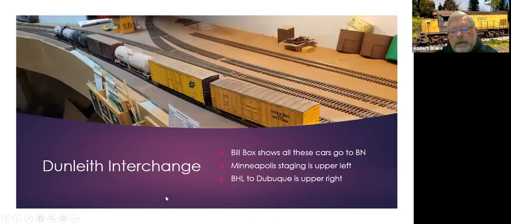Here's the other end at Dunleith. It's a much shorter track. I don't have as much room here, but it looks pretty full too. And again, since the Portage turn has just run, these are all cars for the BN that will be picked up by one or the other of those two trains as they go through. Minneapolis staging is off to the upper left, and Blackhawk trackage to Dubuque is going up here to the upper right.